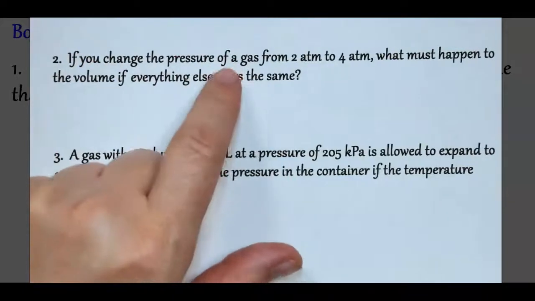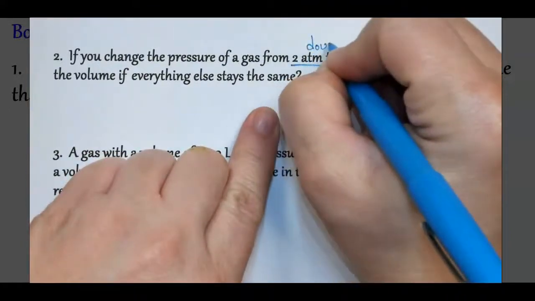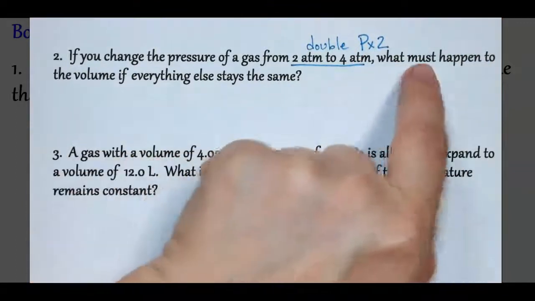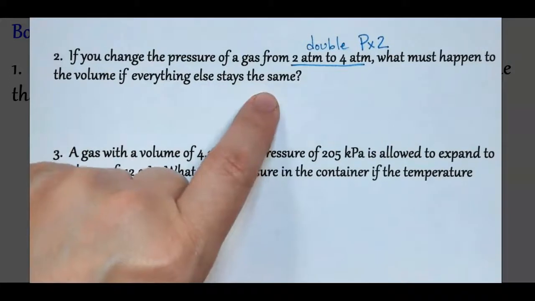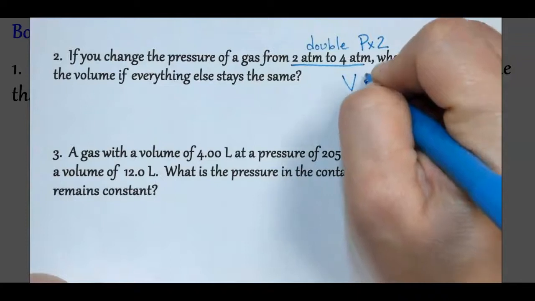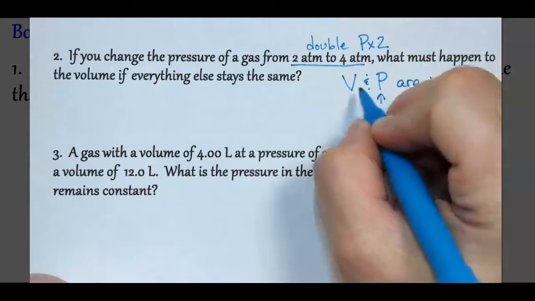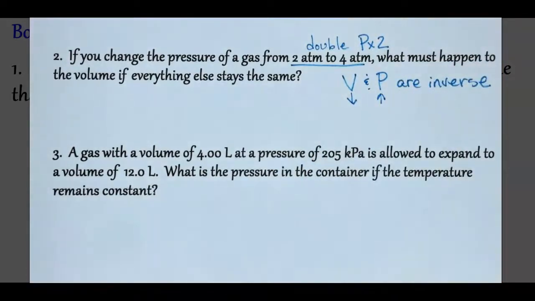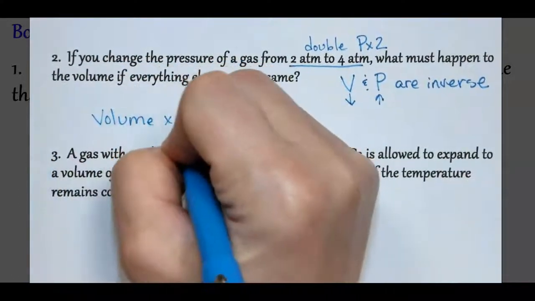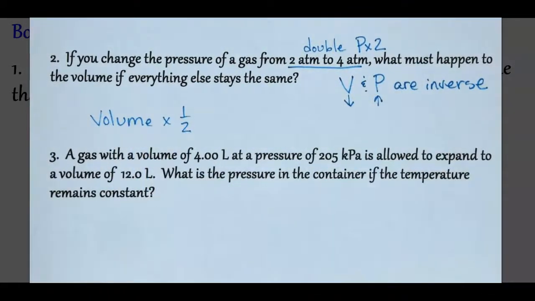Number 2, if you change the pressure of a gas from 2 to 4 atmospheres, so notice that we are doubling our gas pressure. So pressure is times 2. What must happen to the volume if everything else stays the same? And so because volume and pressure have an inverse relationship, that means that when you increase the pressure by 2, we're going to decrease the volume by 2. So the volume will be cut in half, or times 1/2. So if it's pressure times 2, then it's going to be volume times 1/2.